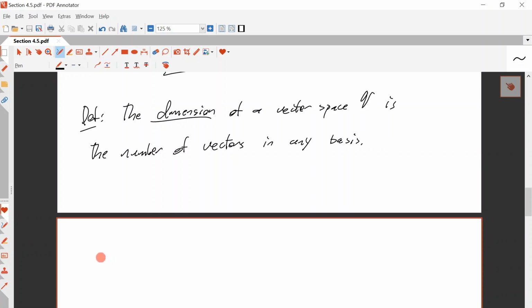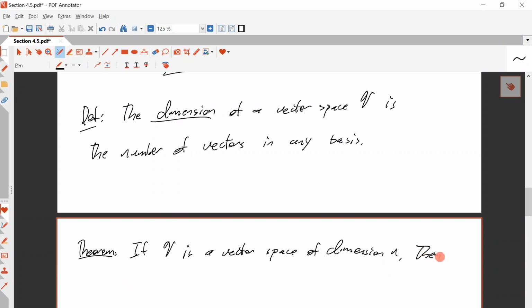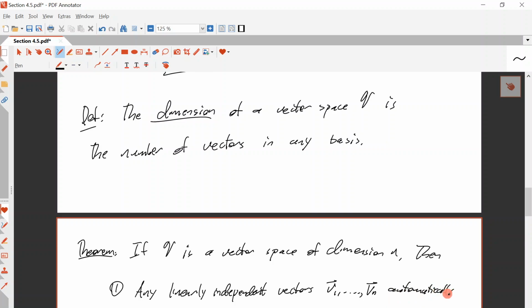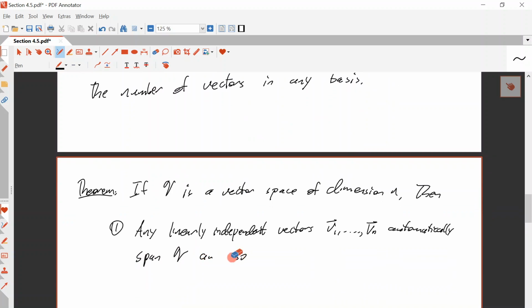So another result we have is the following. If V is a vector space of dimension n, then one, any set of n linearly independent vectors v1 to vn automatically spans V and so forms a basis.